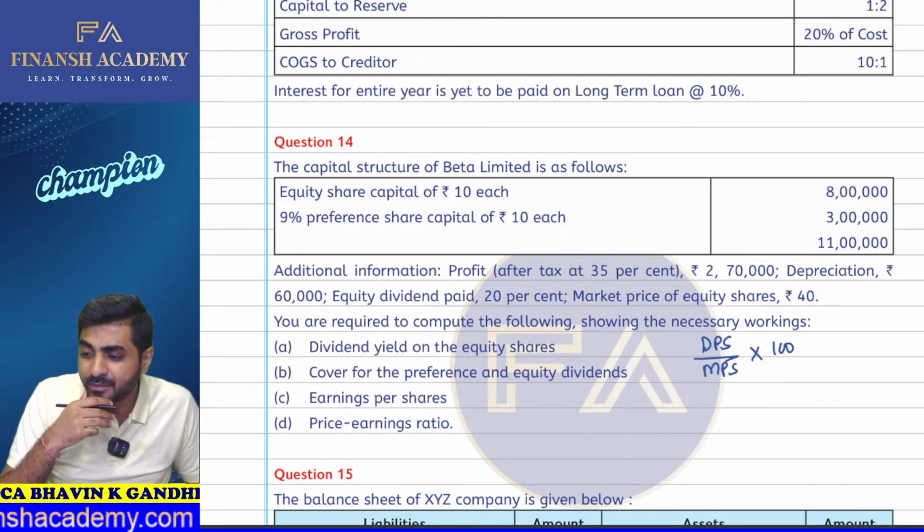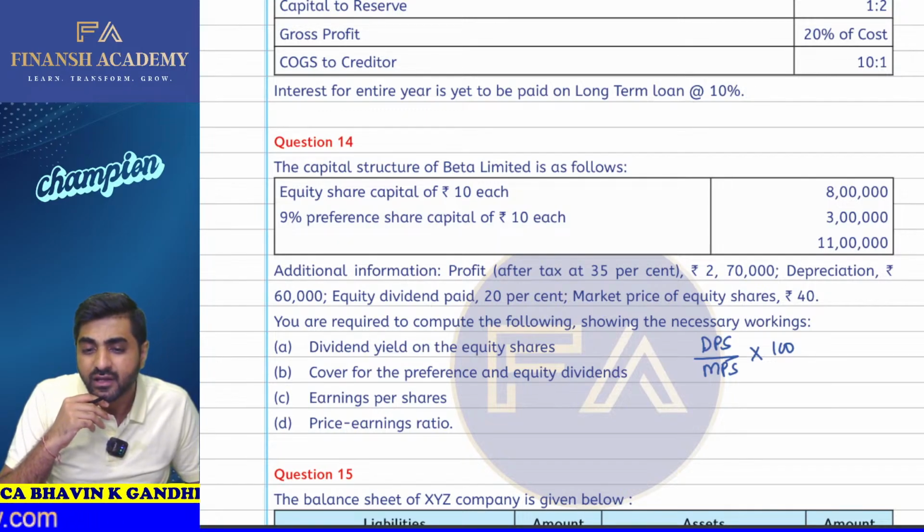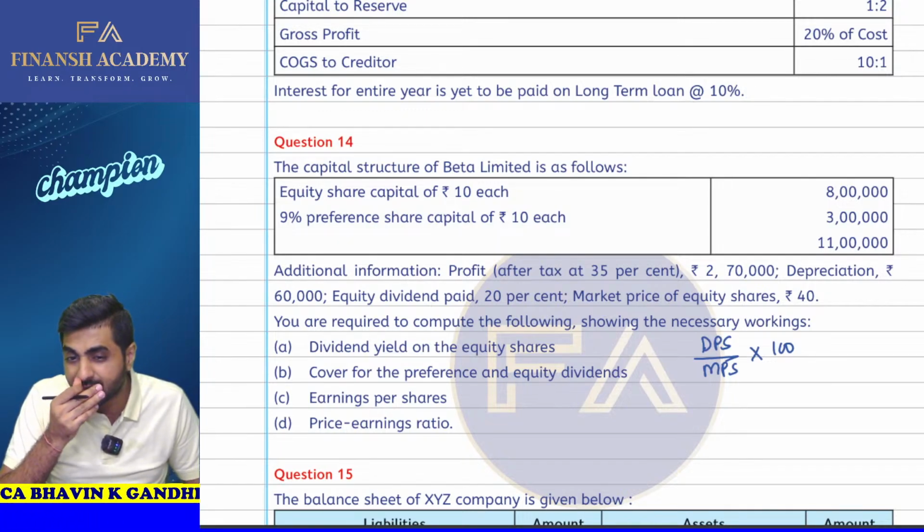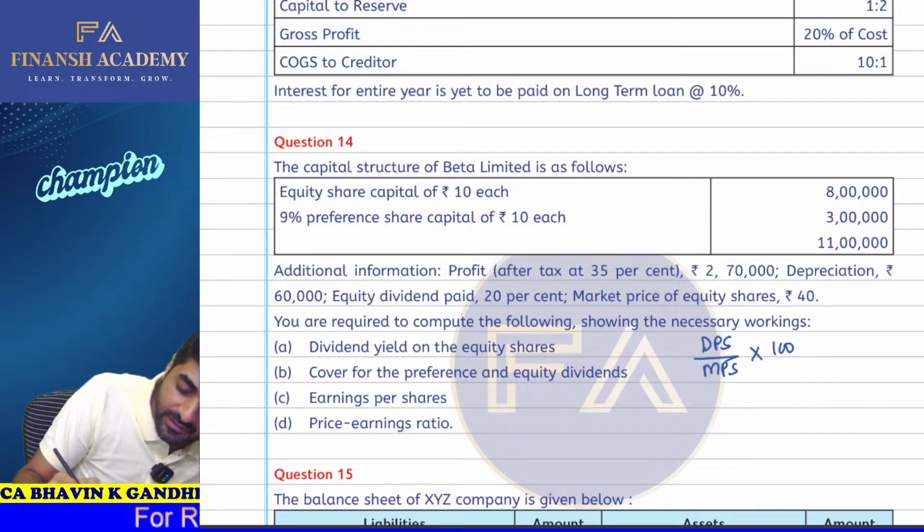Now, the capital structure of Beta is as follows, in which there is equity share capital of 8 lakhs and the face value is rupees 10. So the number of equity shares is 80,000.